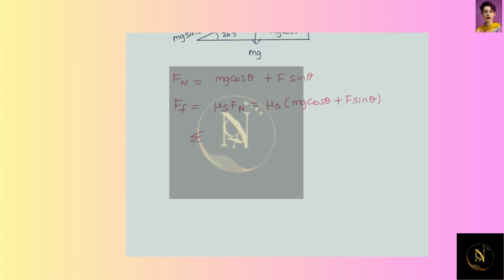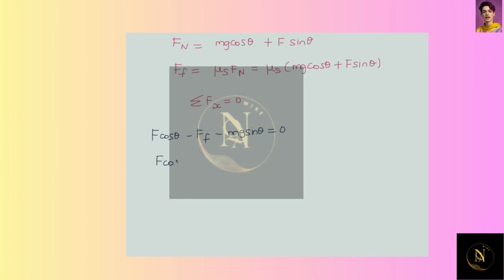Since we know the summation of forces along the horizontal component will be equal to 0, for attaining the equilibrium condition, we can say F cos theta minus the frictional force minus mg sin theta will be equal to 0. F cos theta minus mu s into (mg cos theta plus F sin theta) minus mg sin theta is equal to 0.